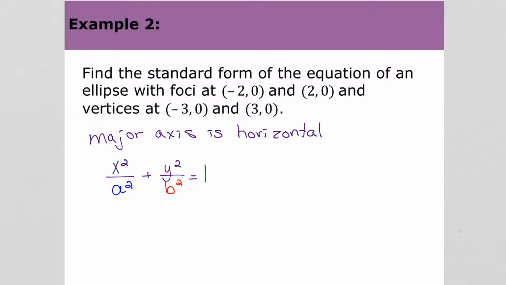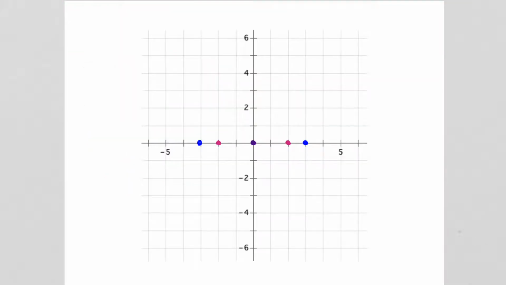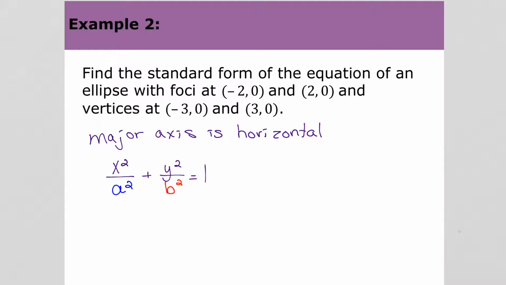How do we find a and b? Well, we've already got c. How do we find a and b? Look back at your picture. A is this distance, 3. So since a is 3, then that means a squared must be 9.